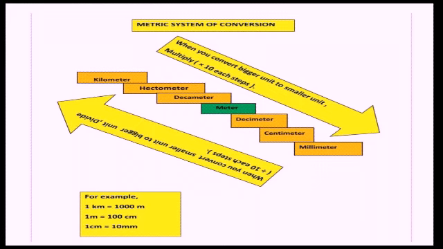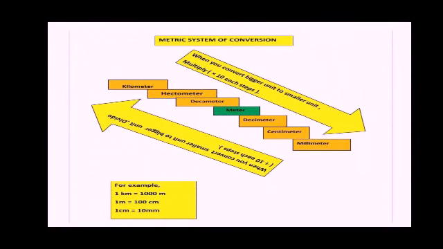For example, 1 km equals 1000 meter. 1 meter equals 100 cm, and 1 cm equals 10 millimeter.